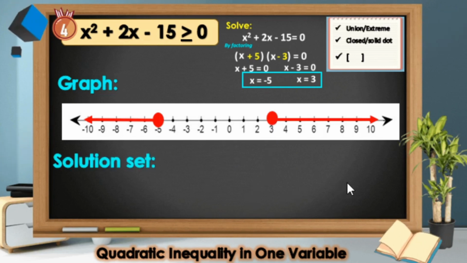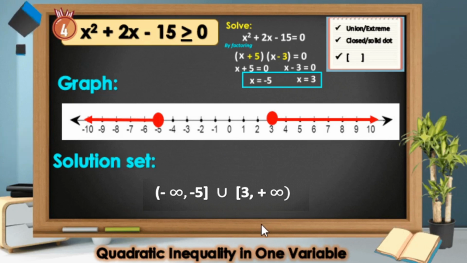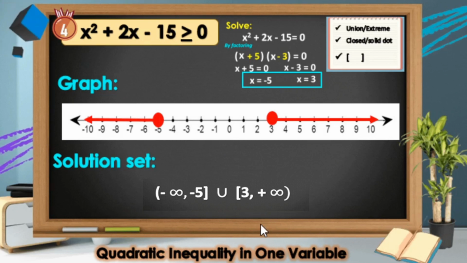So, therefore, ang ating solution set will be negative infinity, negative 5, close interval union, close interval 3, positive infinity.